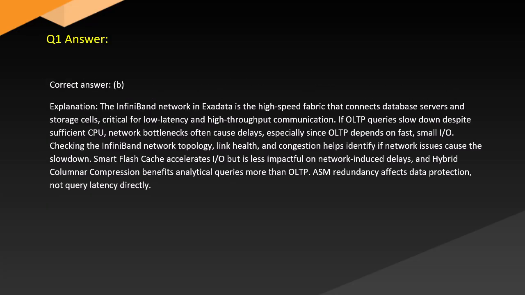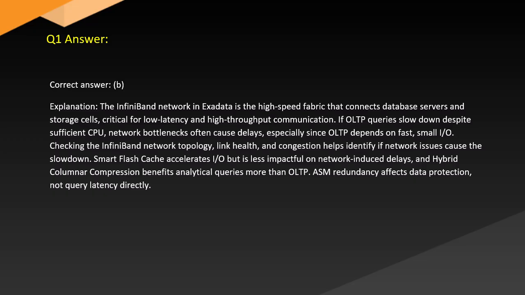Answer. Correct answer: B. Explanation. The InfiniBand network in Exadata is the high-speed fabric that connects database servers and storage cells, critical for low latency and high throughput communication. If all queries slow down despite sufficient CPU, network bottlenecks often cause delays, especially since OLTP depends on fast, small I/O.